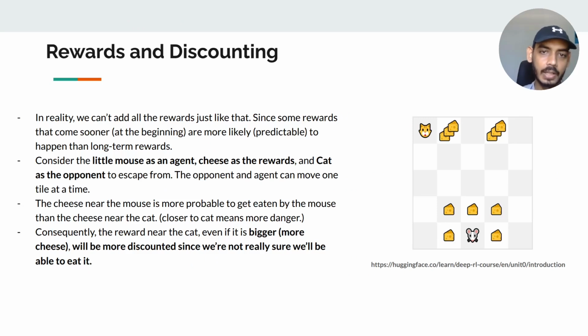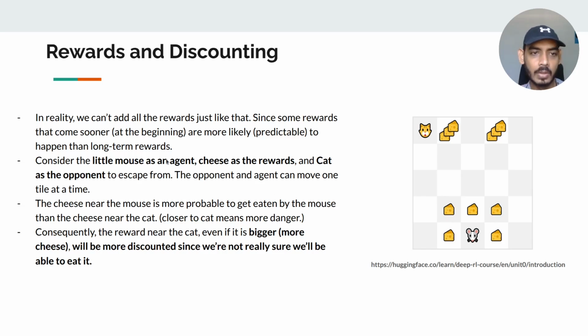In reality, let's understand with an example. You have a game of a mouse and a cat, where the mouse is trying to get the cheese and the cat is trying to kill the mouse. In this scenario, if you see this board on the right hand side, the mouse has nearby rewards of some cheese, and near the cat there are also rewards of cheese, which are quite a lot more. Actually, there are multiple cheese in each block near the cat, and there is only a single cheese in each of the blocks nearest the mouse.